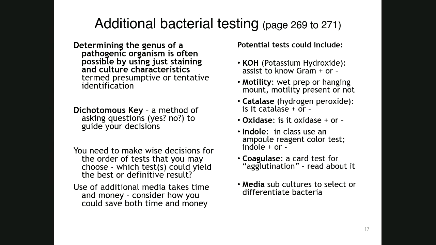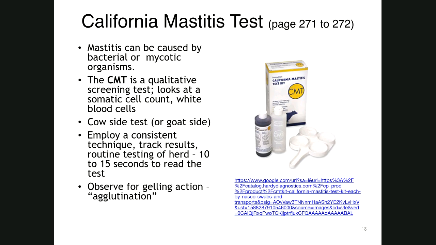Catalase positive, a hydrogen peroxide test. Every office has hydrogen peroxide around, so it's a very quick and easy test to do. Oxidase, indole, and coagulase. These are three other tests that could be utilized, and then subculturing off to a different kind of media. You'll be, again, exploring those tests next week.